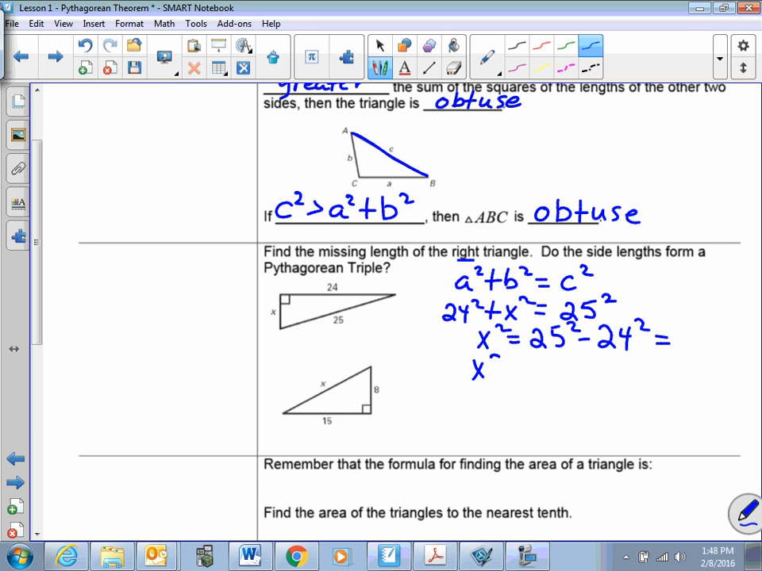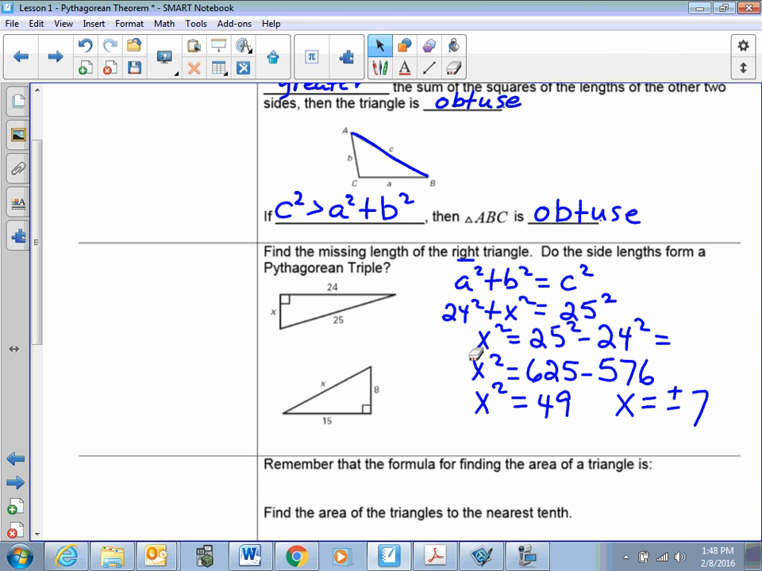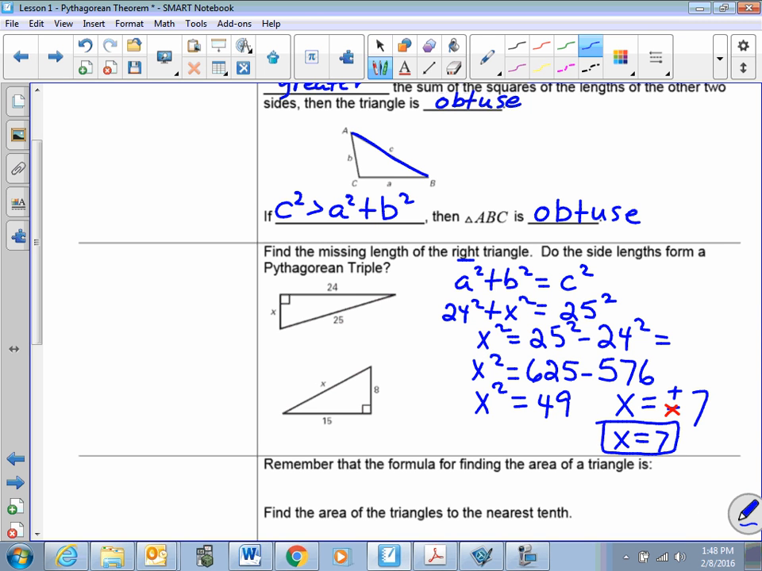All right, so x squared is 625 minus 576. So x squared is 49. So remember, when I solve this by taking the square root of both sides, I'm going to get x equals plus or minus 7. But of course, x can't equal negative 7 because we're talking about the side length of a triangle. So x equals 7. So is that a Pythagorean triple? Yes, it is.